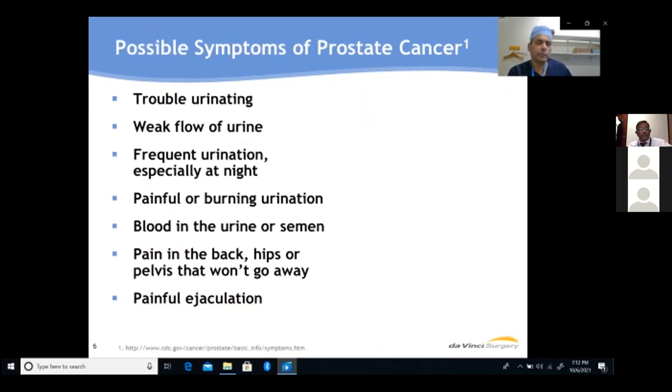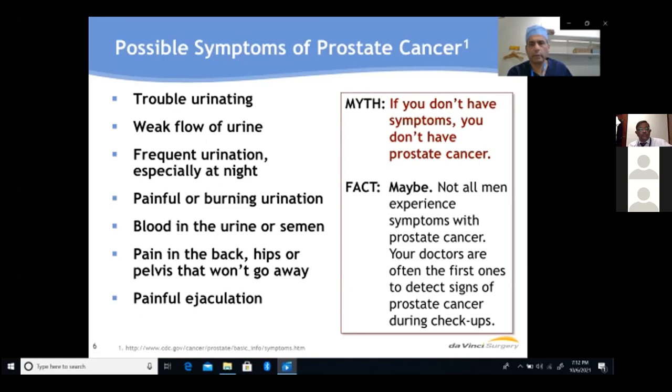There are symptoms, LUTS, which are frequency, urgency, hematuria, painful ejaculation. And moving on, prostate cancer is called the silent killer. So not everyone will have symptoms. Sometimes there are no symptoms, and it's just diagnosed with screening PSA.